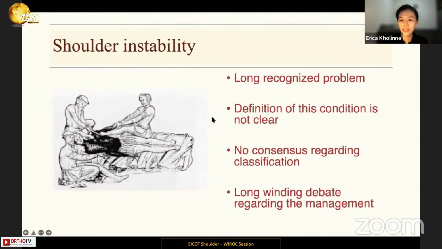Okay, shoulder instability is a very long recognized problem, since the description of the method of shoulder reduction by Hippocrates. Despite this long-standing problem, I feel that the definition and consensus of the classification is not clear. As a result, there is a long winding debate regarding the management.